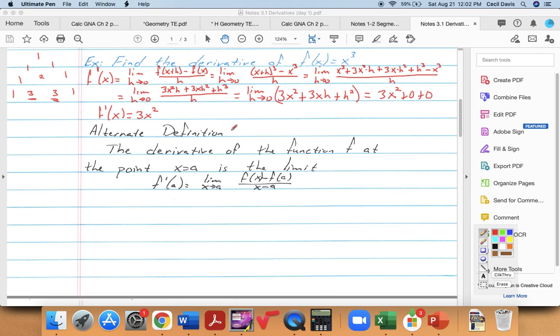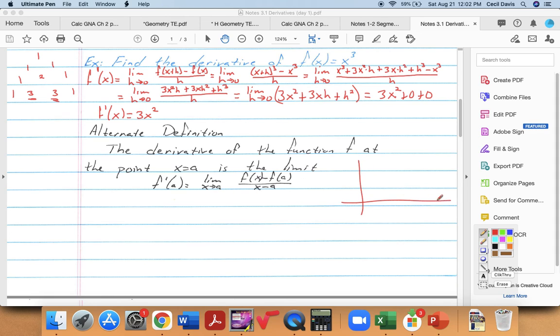So there's an alternative definition, especially if you're trying to find the derivative at a particular point, x equals a. We can do it this way. F prime at a is the limit as x approaches a of f of x minus f of a over x minus a. And that harkens back to the idea that we want two different points on the curve getting really close together when x gets really close to the value a.